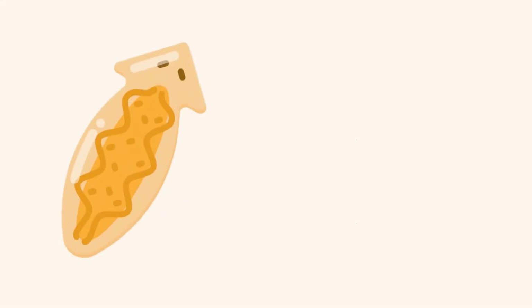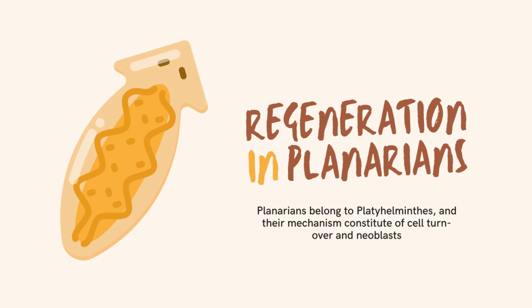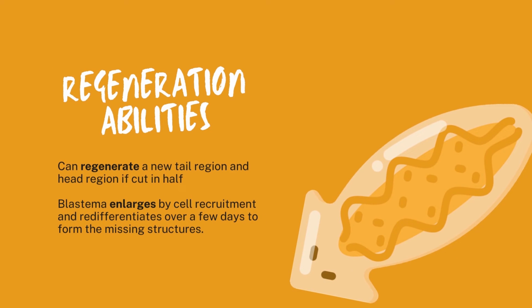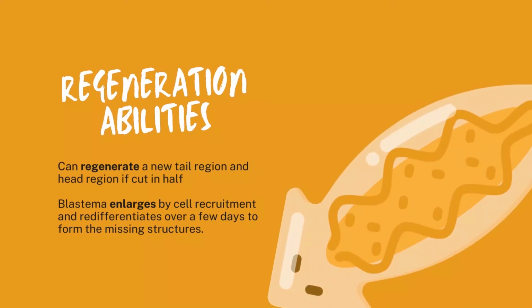The planarian regeneration, a little background. Planarians belong to phylum Platyhelminthes, and their mechanism constitutes having cell turnovers and neoblasts. Their regeneration ability is that they can regenerate a new tail region and a new head region if cut in half, and their blastema enlarges by cell recruitment and redifferentiates over a few days to form the missing structures.